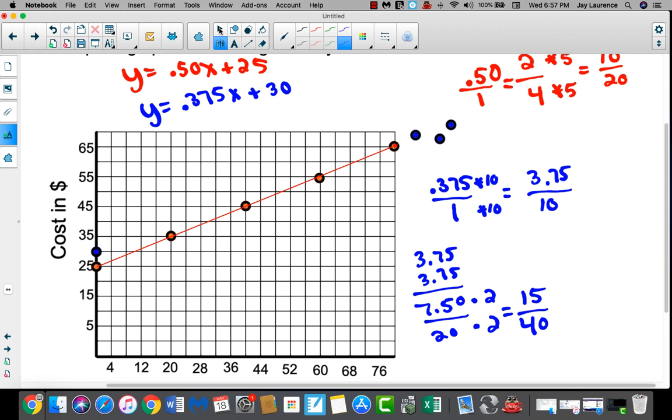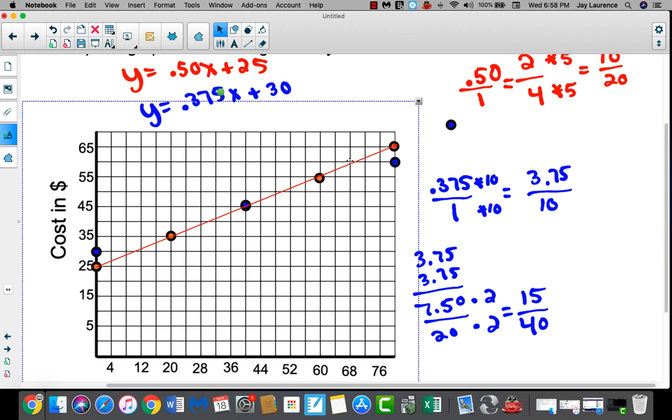Okay, so I'm going to rise $15. So 5, 10, 15, but then go over to 40. Oh, look at that. It's hitting that point right there. Let's rise 15 and then go over to 80. And there we go. If you want to check that, it's rise 1, 2, 3, and then run 1, 2, 3, 4, 5, 6, 7, 8, 9, 10. So I'm feeling pretty good about that.